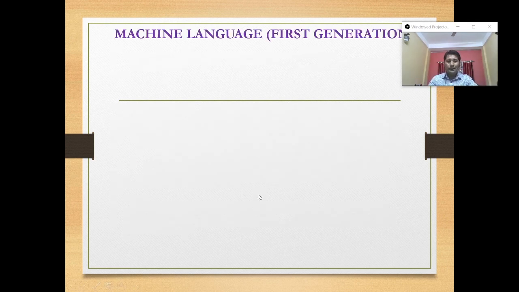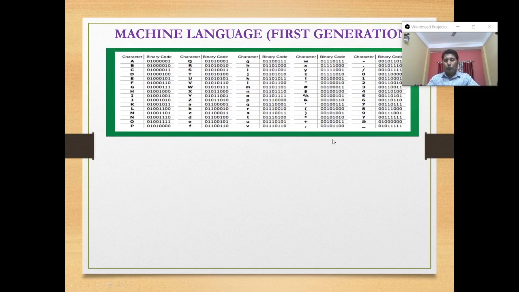So let us start with the machine language, or what we also call it as a first generation language. Now machine language is the only language that the computer understands, means computer does not understand anything other than its own language, and it is expressed in binary form, that is 0 and 1, where 0 means off state and 1 means on state.